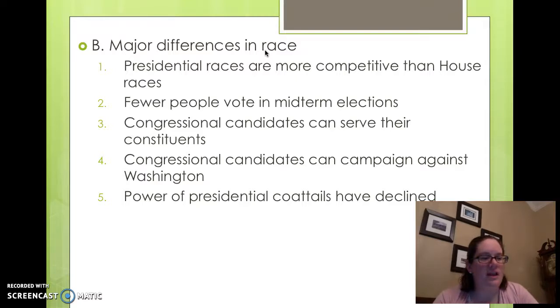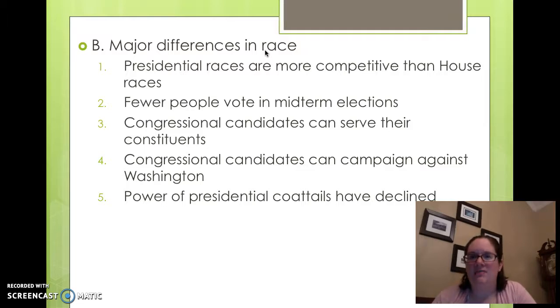Congressional candidates can campaign against Washington. Think back to November, people who were wanting to run for office. It was David Kustoff, I think was the name of the guy I'm thinking of. I'm going to go to Washington and I'm going to show them what it's like to be a real American, and I'm going to take back Washington and get rid of the politicians that are corrupt. They can run against Washington when they campaign.